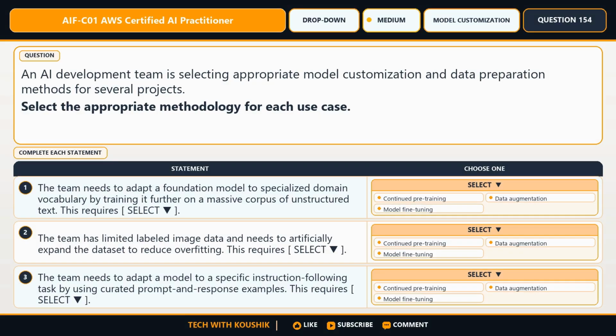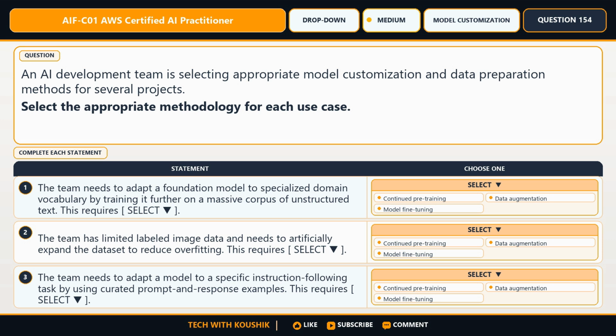Question number 154. Tests careful elimination. Look for the wording that eliminates the distractors. An AI development team is selecting appropriate model customization and data preparation methods for several projects. Select the appropriate methodology for each use case. Complete every statement by matching the requirement to the option. The first blank appears in: the team needs to adapt a foundation model to specialized domain vocabulary by training it further on a massive corpus of unstructured text.